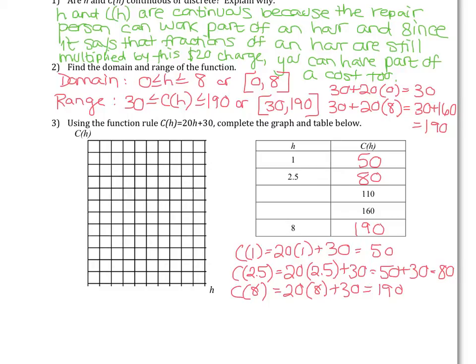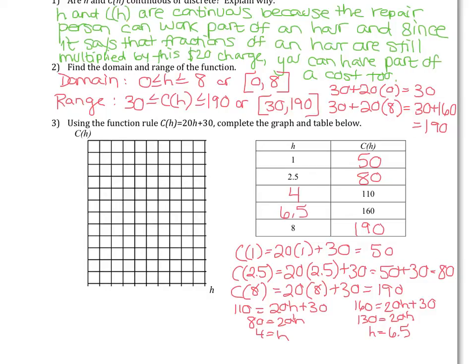Well, now they're giving us C of H is 110, so when 110 equals 20H plus 30, what does H equal? Well, if I subtract 30 on both sides, I'm going to have 80 equals 20H. Divide by 20, I'm going to have 4 equals H. So at 4 hours, the cost is going to be $110. Well, when C of H equals 160, that's going to be 20H plus 30. 160 minus 30 is 130. And divide that by 20, and we get H equals 6.5. So we know 6.5 hours is going to be 160.